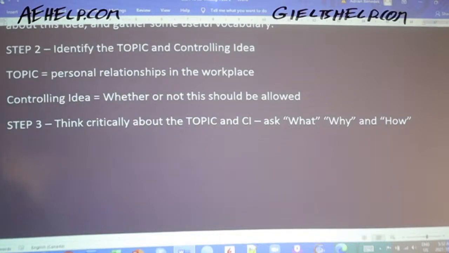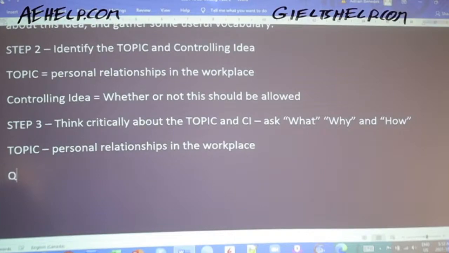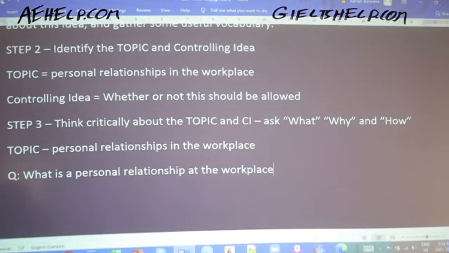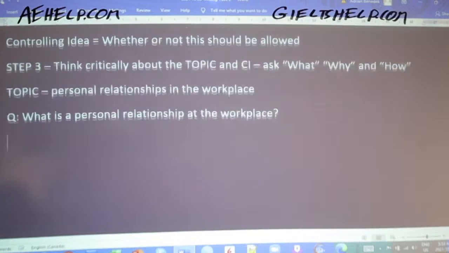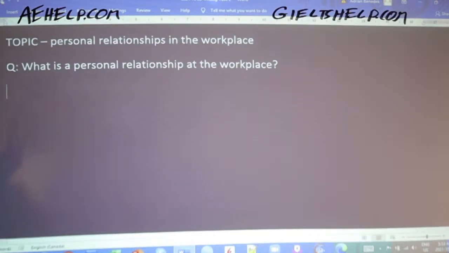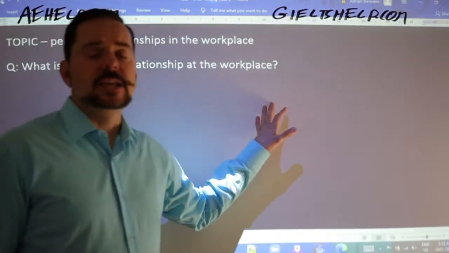Okay? So when you think about the topic, the question that comes to mind, topic again, personal relationships in the workplace. The first question that would come to my mind is, what is a personal relationship at the workplace? What is a personal relationship at the workplace? And how would you answer that?